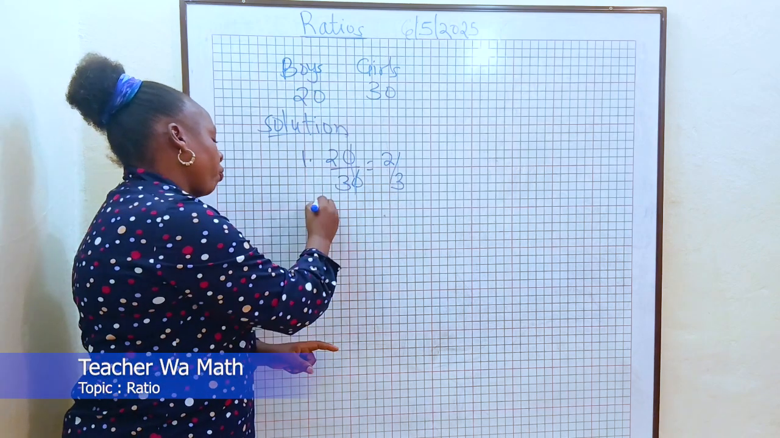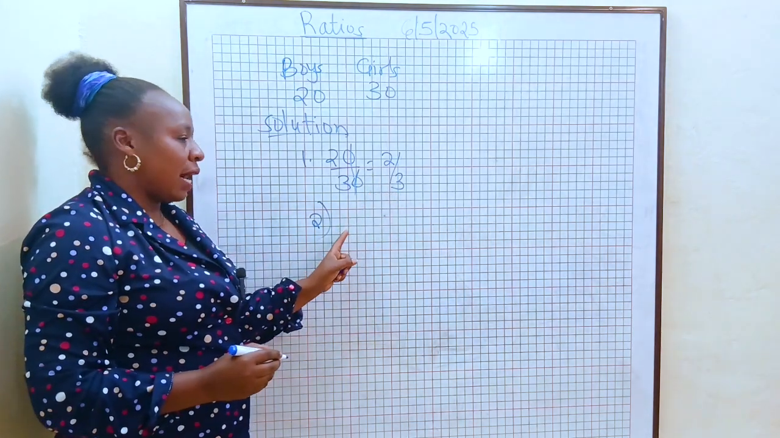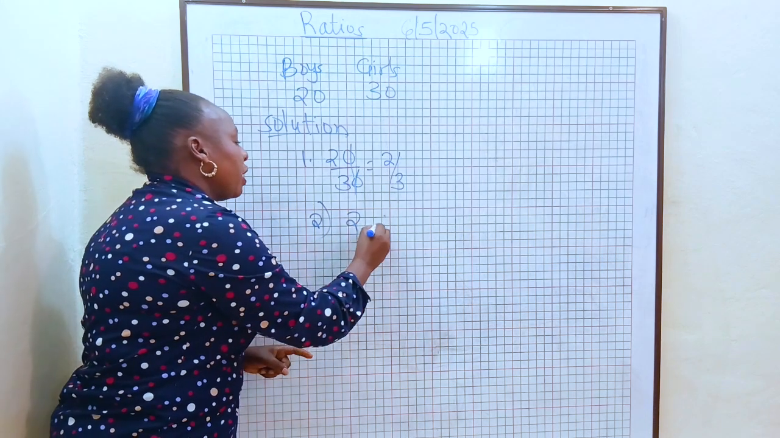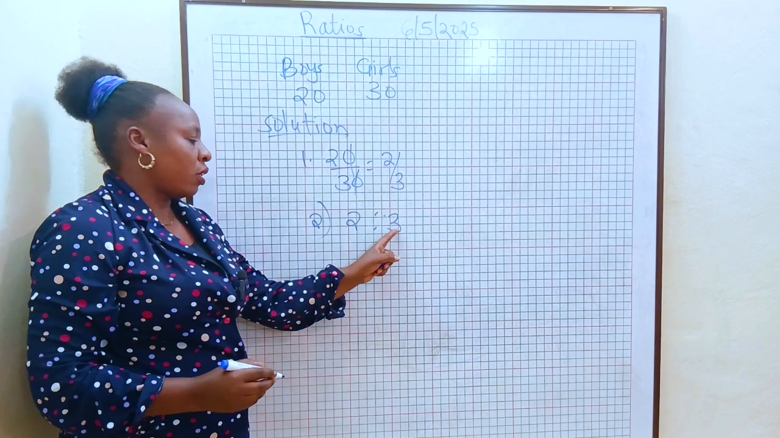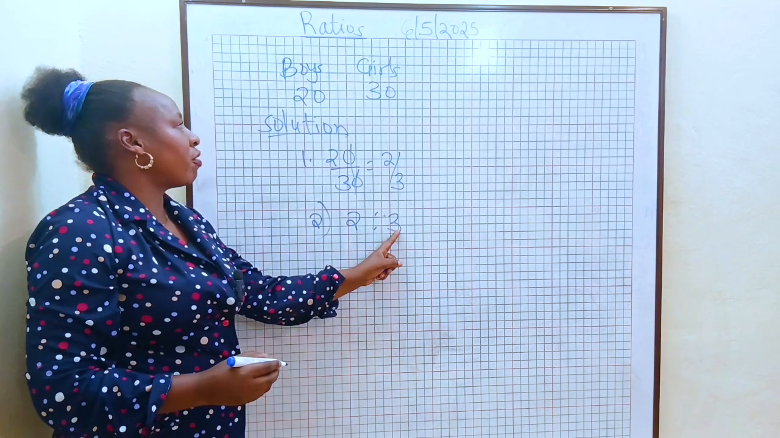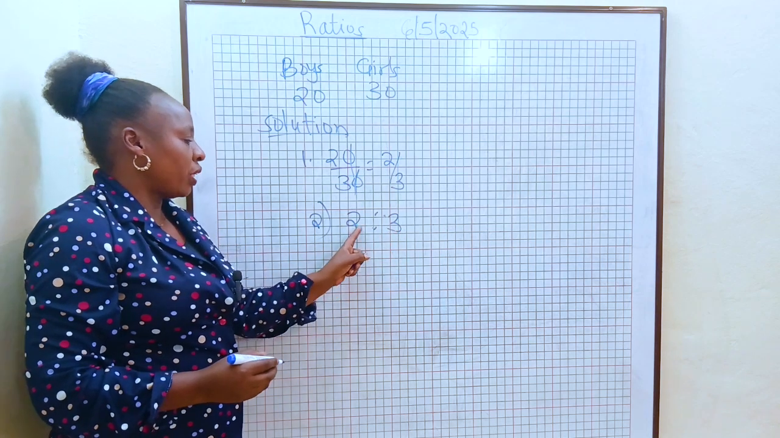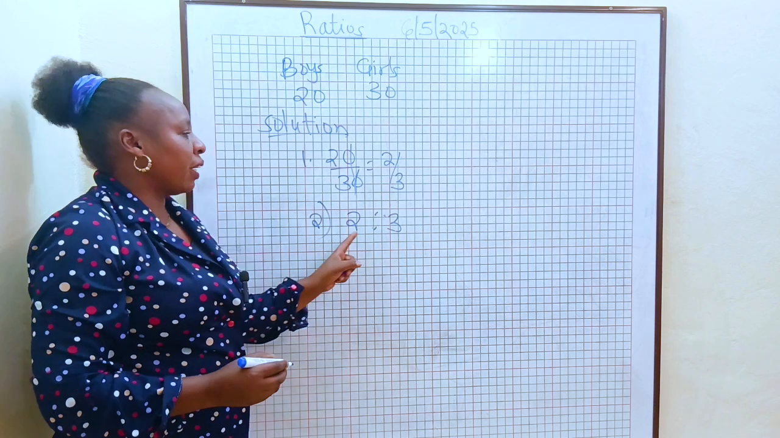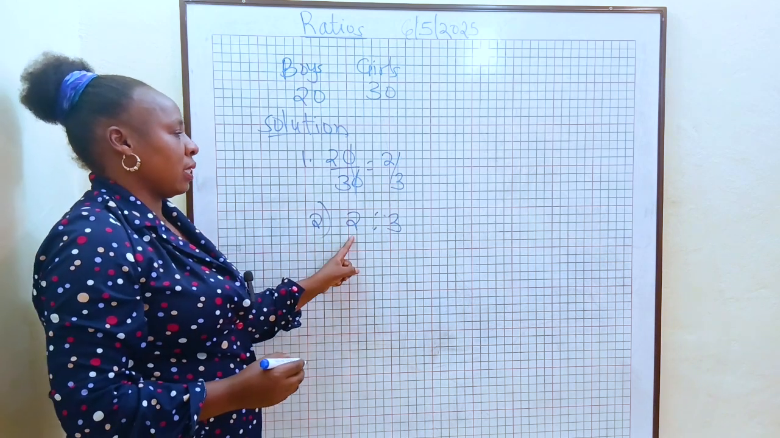Number two, we can write the same ratio in the form 2 is to 3. This is called the colon way. 2 colon 3. So this means that the ratio of the number of boys to girls in that class is 2:3. This becomes the ratio. And we can also go ahead and compare something else.